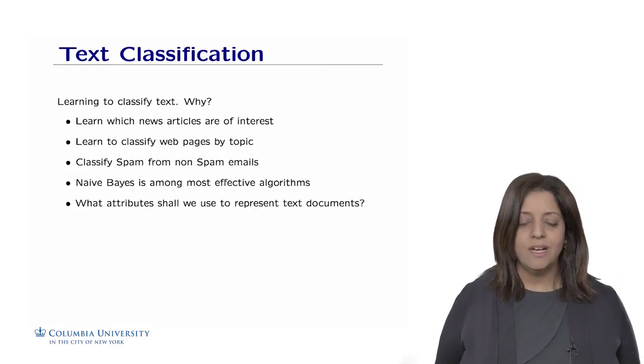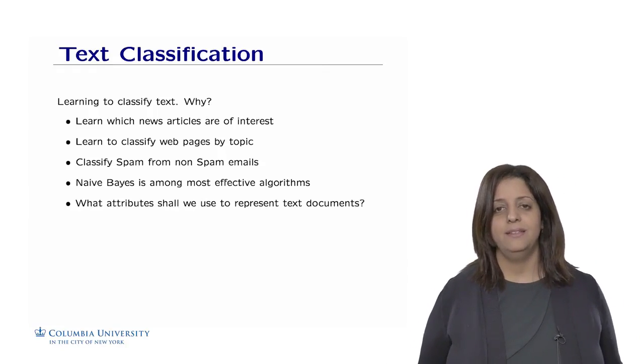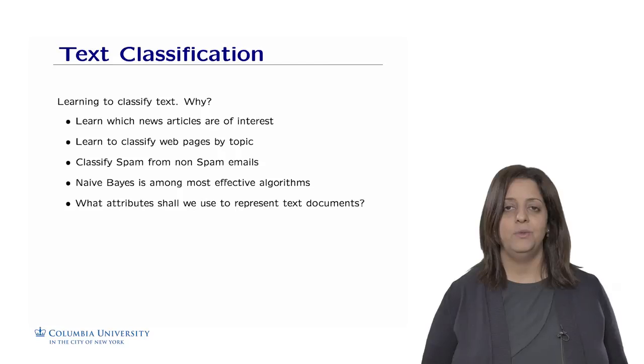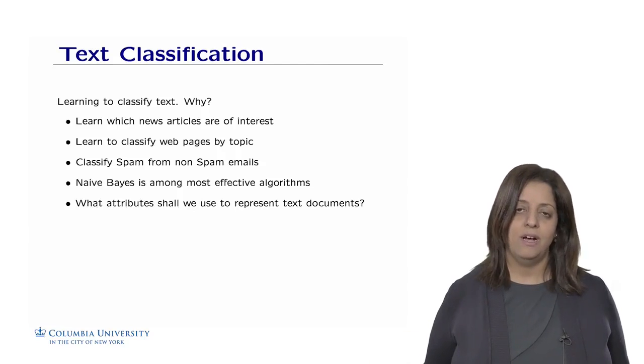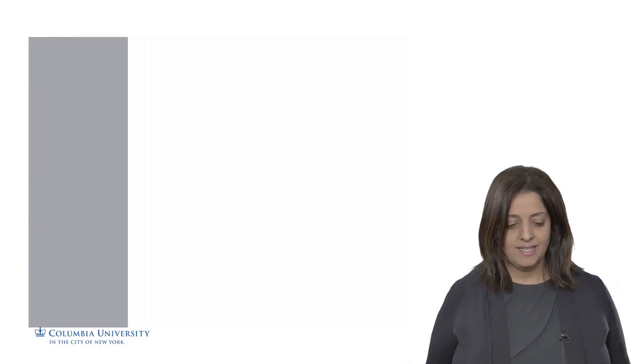A question is, what kind of attributes shall we use to represent text documents? So we have seen in the previous example, we had well-behaved data with features, values, and label. So how about documents? How can we represent these documents? What are the features that we can use in order to use something like naive Bayes classifier?